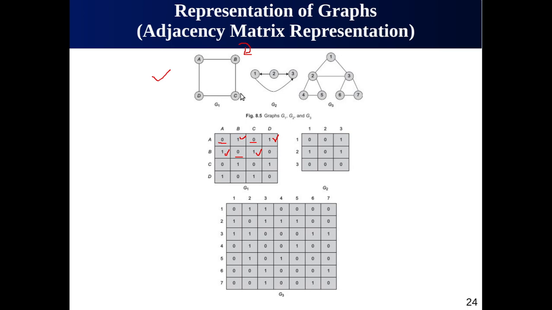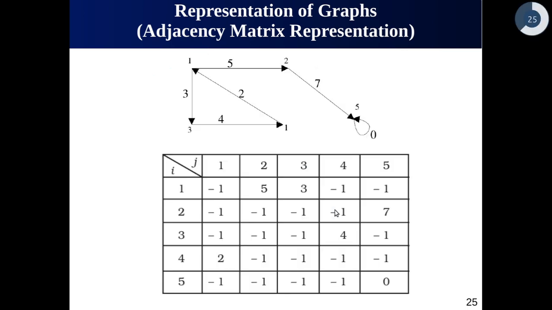Consider C. Do we have a loop? No. So the output is 0. From C to C, we do not have any line. But we do have a line from C to D and from C to B. And we do not have a line from C to A. So the output is 0. And you can try the other examples by yourself.